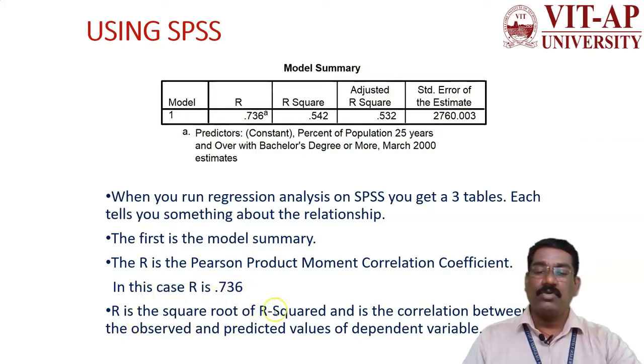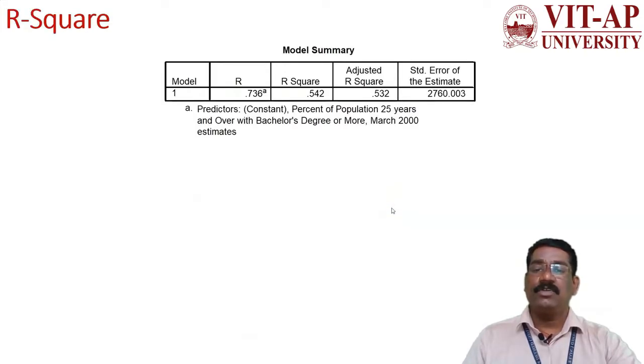R is the square root of R squared and is the correlation between observed and predicted values of the dependent variable, which I was explaining to you. And next, when you talk about the R, you talk about the model fit, and 0.736 is okay. And R square talks about the relationship between the dependent variable and independent variable.